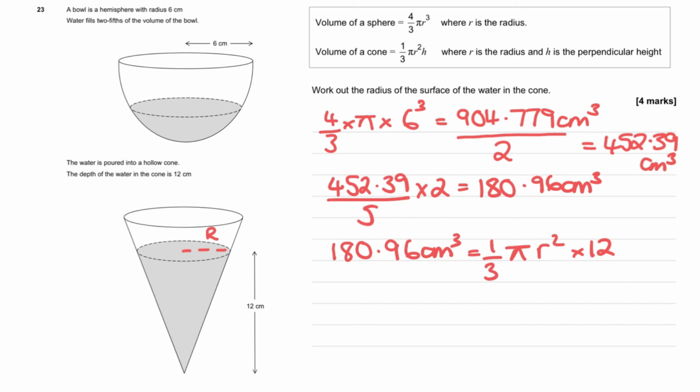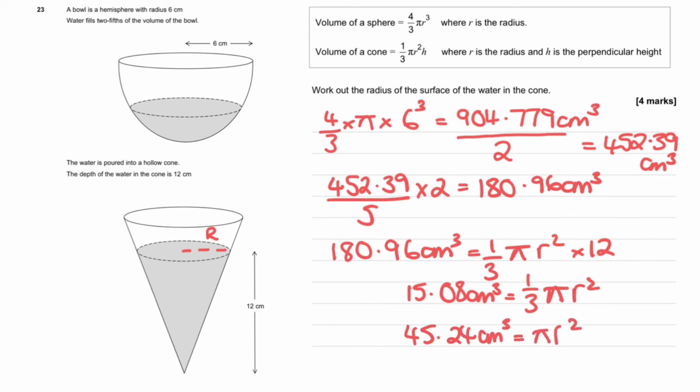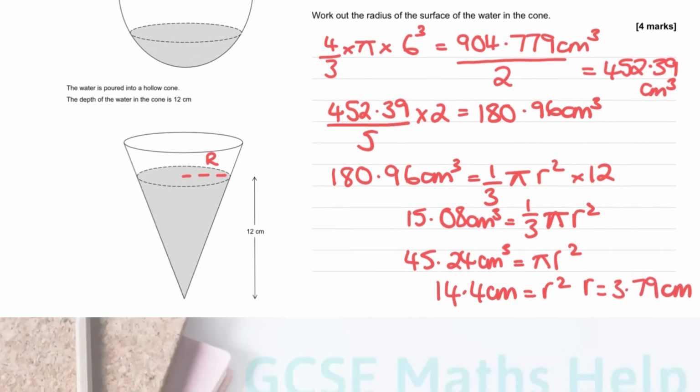So if we divide both sides by 12, we get 15.08 centimetres cubed is equal to 1/3 times pi times r squared. If we divide both sides by 1/3, we get 45.24 centimetres cubed is equal to pi r squared. Then if we divide both sides by pi, we get 14.4 centimetres is equal to r squared. And if we square root both sides, we get r is equal to 3.79 centimetres.